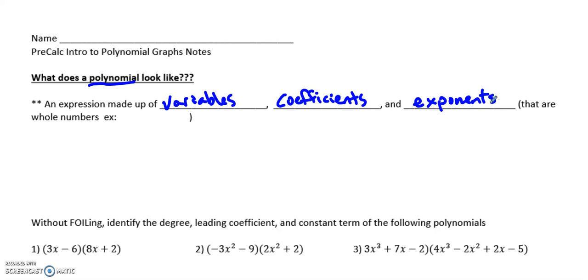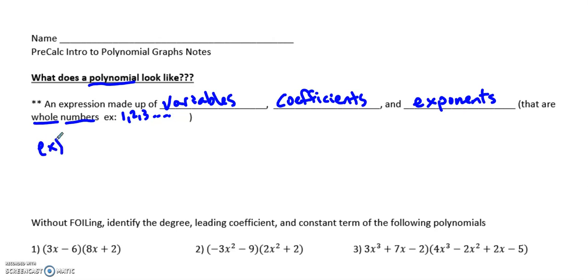And we're going to put a little bit of a restriction here on the exponents. The exponents have to be whole numbers. So numbers like 1, 2, 3, etc. So we have whole numbers. 0 is also included in there.